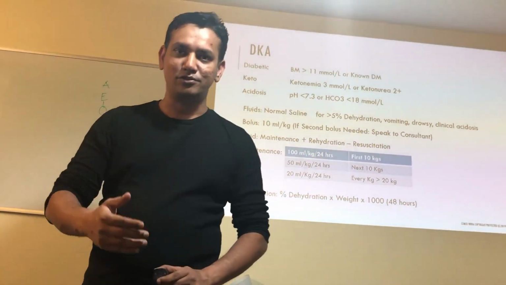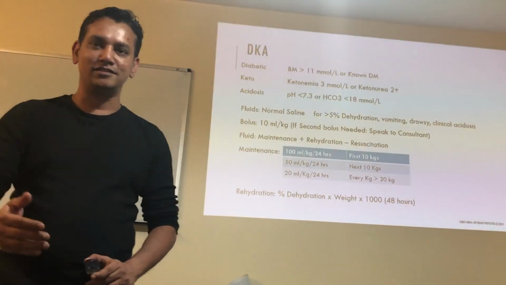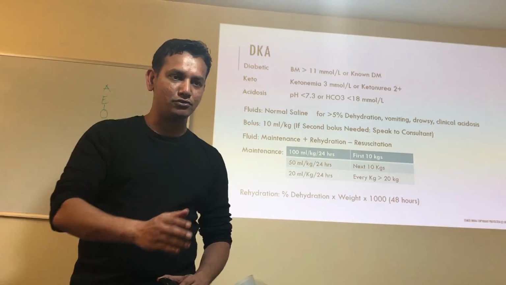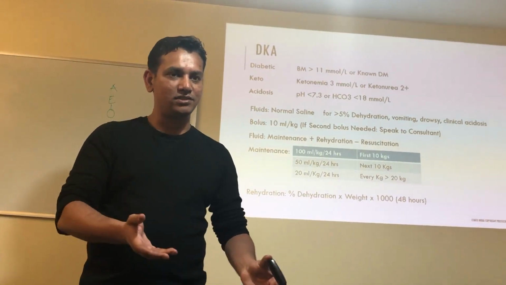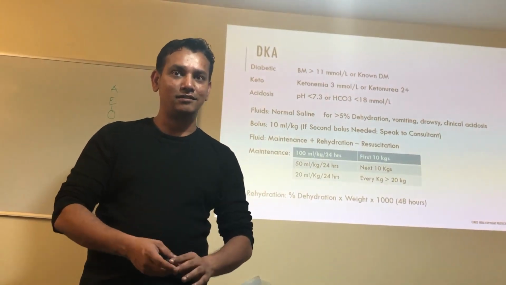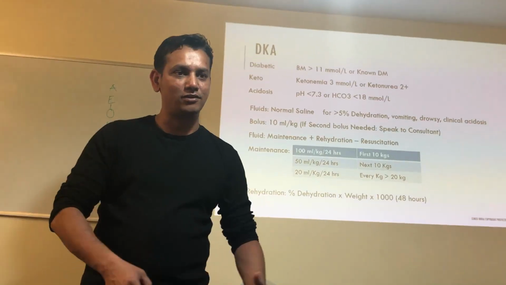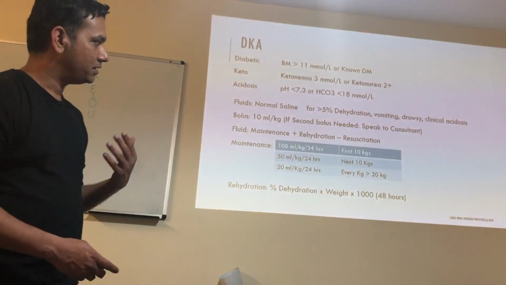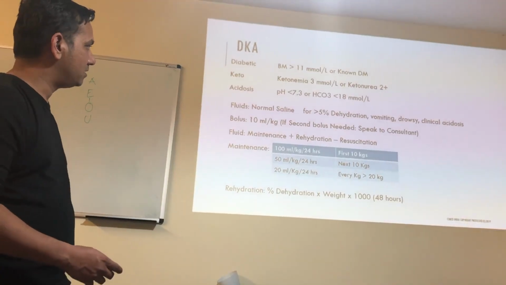Anybody whose GCS goes down, first thing you want to check is BM. Finger stick glucose. Anybody who's seizing, ABC, then finger stick glucose, not lorazepam. So, neurological symptoms, finger stick glucose.